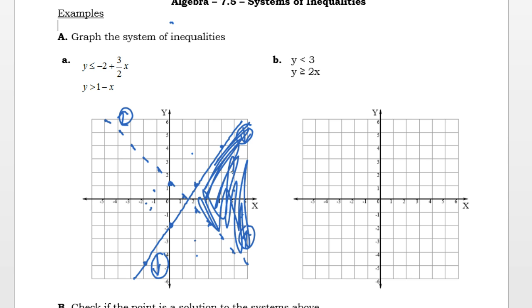My next example says y is less than 3. That is my intercept, and if there's no x there, technically I have a 0 slope. So I will rise 0, run 1. That's a horizontal line.